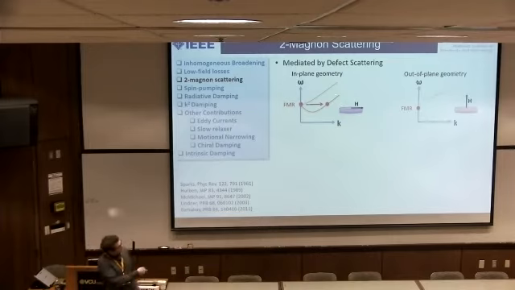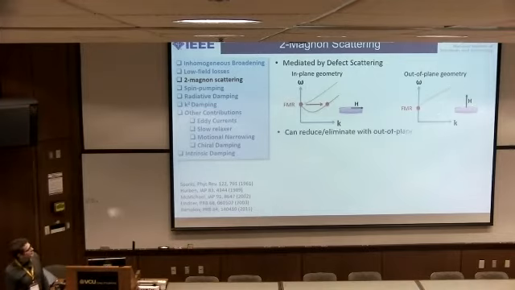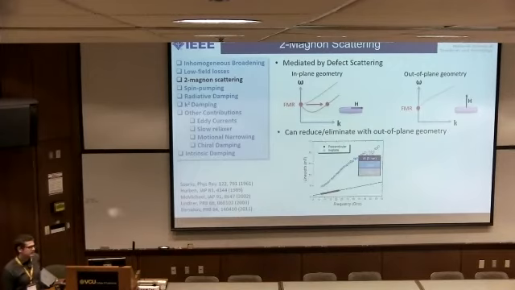Now, if we then apply the magnetic field in the out-of-plane direction, or perpendicular direction here, we see that those degenerate spin wave modes go away. And so we can pretty much eliminate this process by just going to a different geometry. And we can see this effect in the raw data.